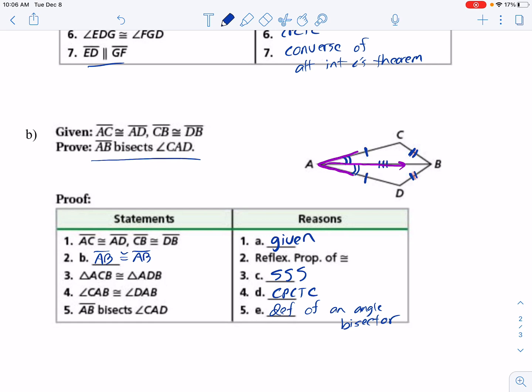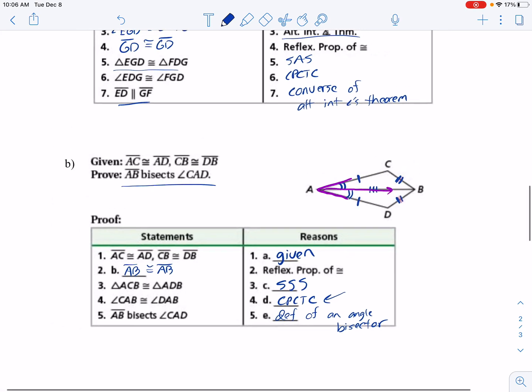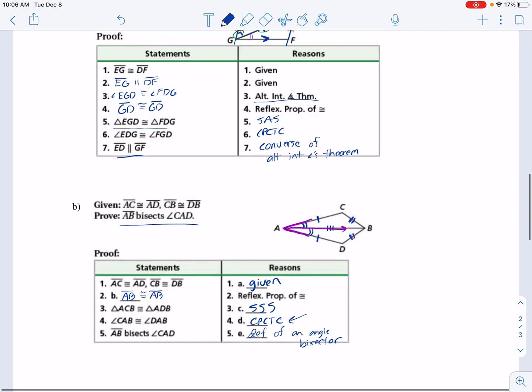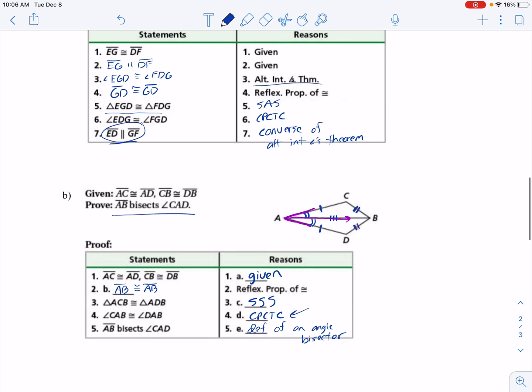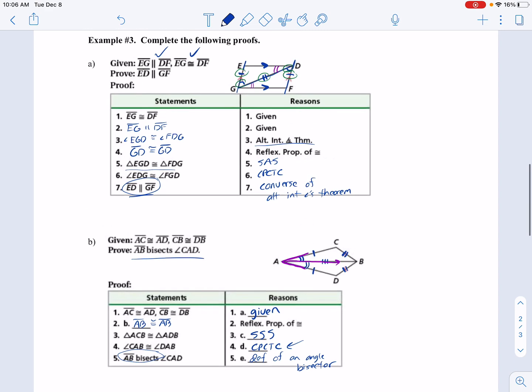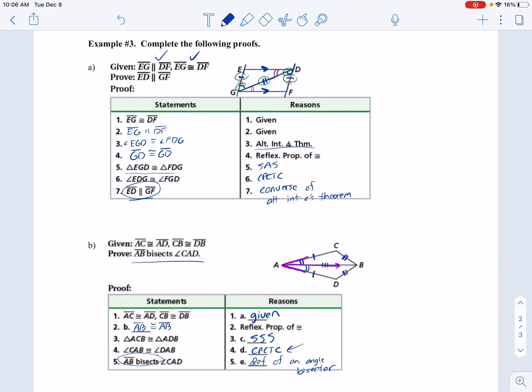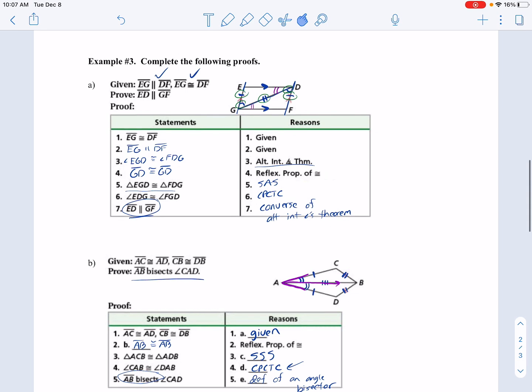So after you use CPCTC, that's going to tell you more information about the figure you're working with. It might tell you that lines are parallel or sides are parallel. It might tell you that one of the sides of the triangle is an angle bisector, okay? But make sure you're proving what the problem is asking you to prove, so you might need to go a step further after CPCTC.